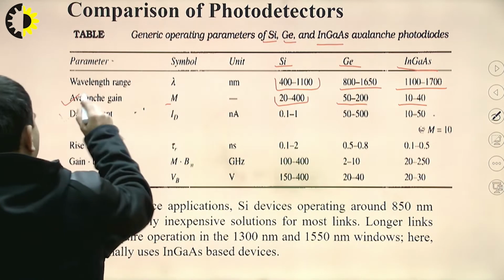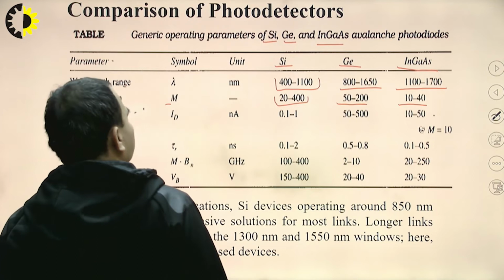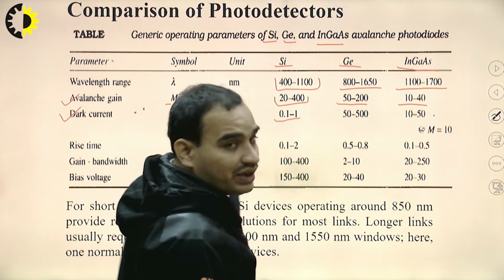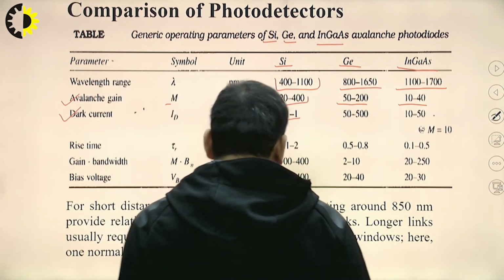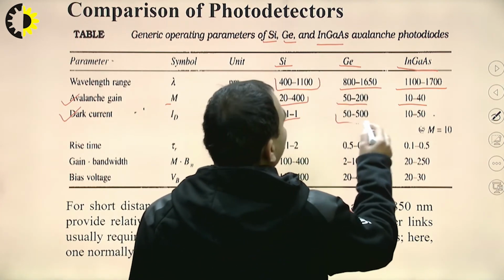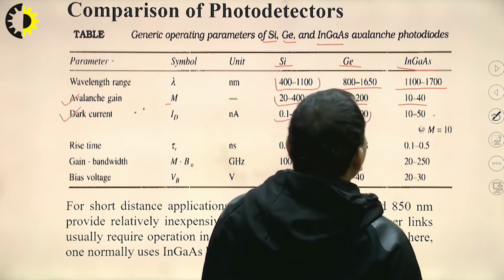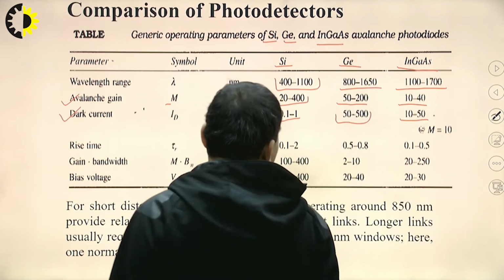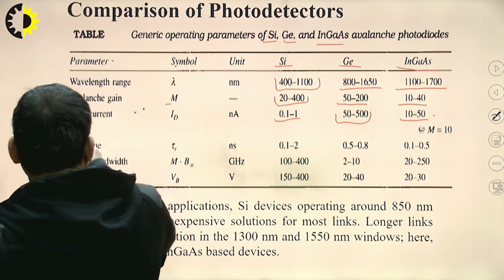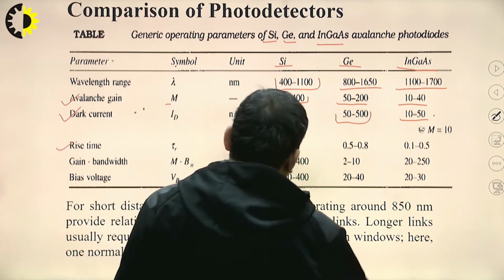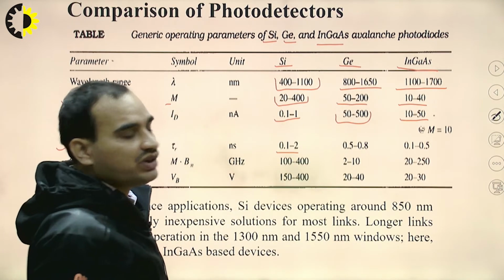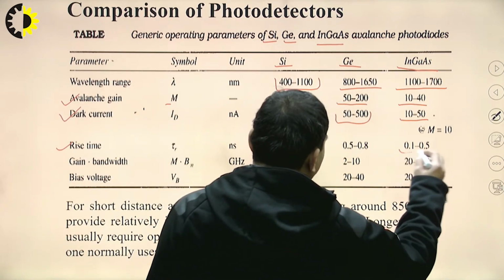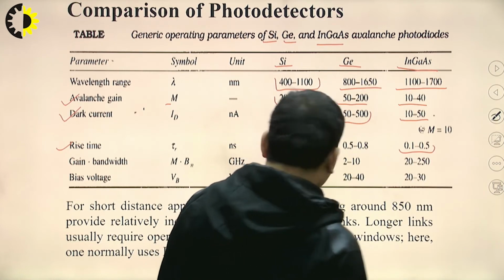So when we talk about the dark current, the dark current unit is in nanoamperes. So for silicon it is 0.1 to 1 nanoamperes. For germanium we are getting some higher value, that is 50 to 500 nanoamperes, and the dark current we can see here in indium gallium arsenide is from 10 to 50. When we talk about the rise time in nanoseconds, for silicon it is ranging from 0.1 to 2, for germanium it is 0.5 to 0.8, for indium gallium arsenide it is ranging from 0.1 to 0.5.